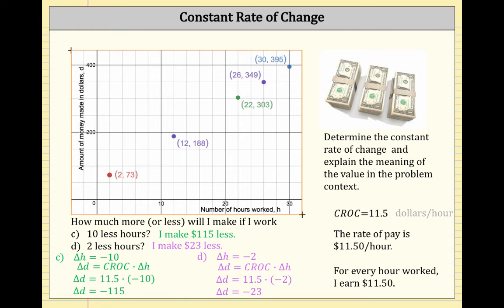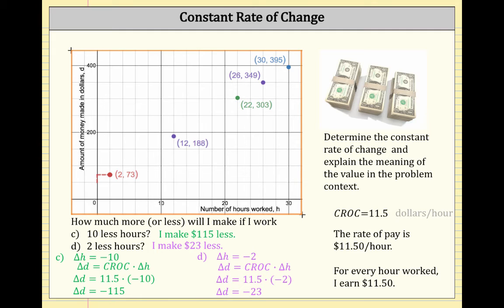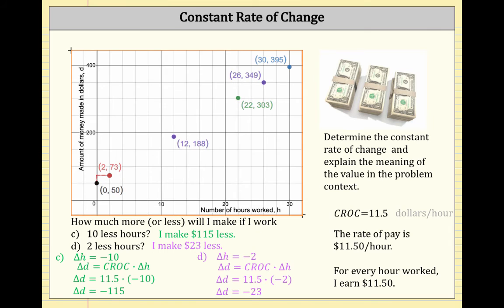So perhaps using this 2 less hours may help me make sense of this situation. If I work 2 hours less, I make $23 less. So let's explore what that means. I'm going to make a change of 2 hours less than 2. So that puts me at 0. And then I'm also going to make 23 less than $73. So that would mean that I would actually have 0, 50 as my ordered pair. So that would tell me that if I work no hours, I made $50.